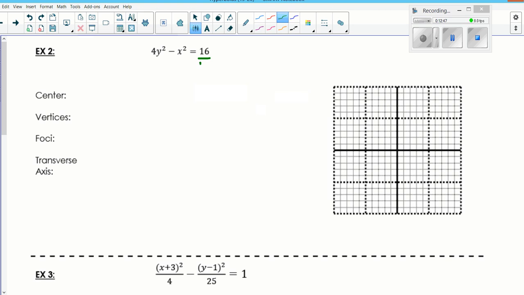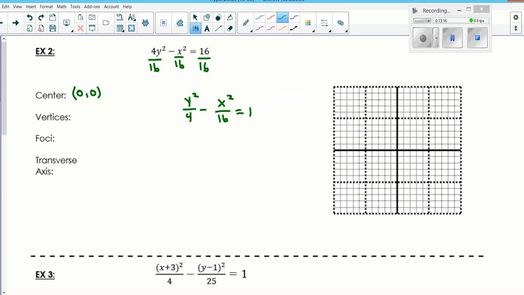So in order to be set equal to 1, I have to divide everything by 16. So 4/16 is 1/4, so that means that's y squared over 4. And this one, nothing simplifies, so it just stays as minus x squared over 16 equals 1. There's nothing inside either of those parentheses, so that means the center is 0, 0.